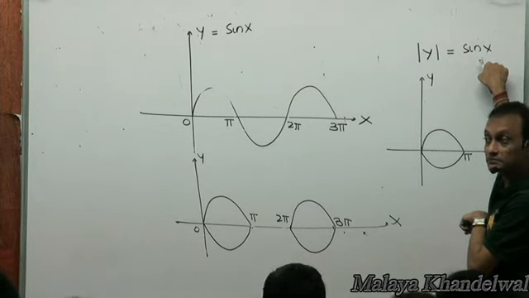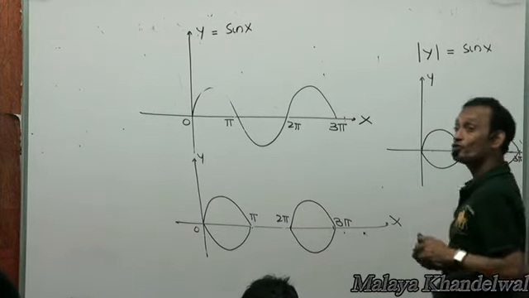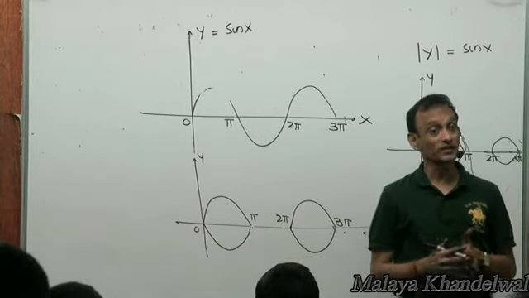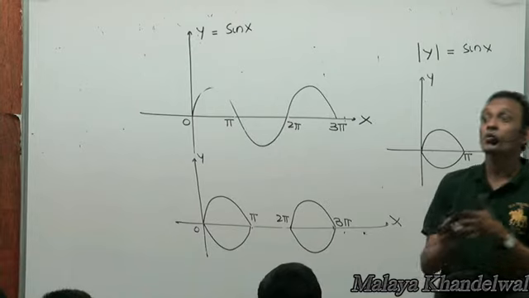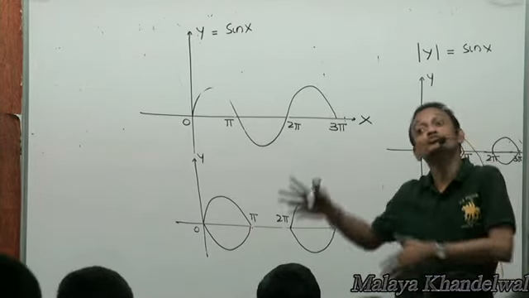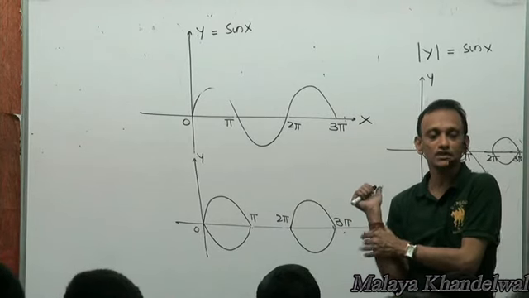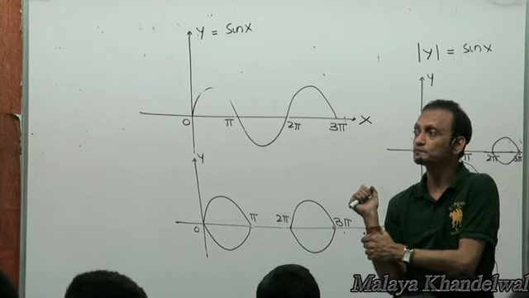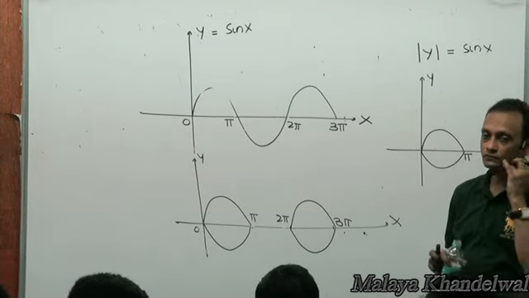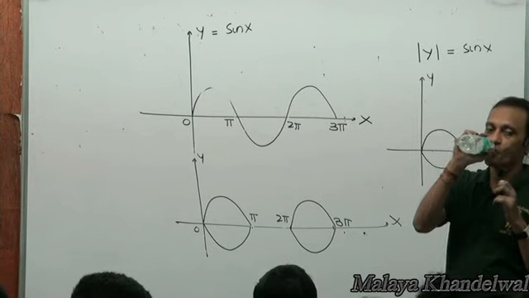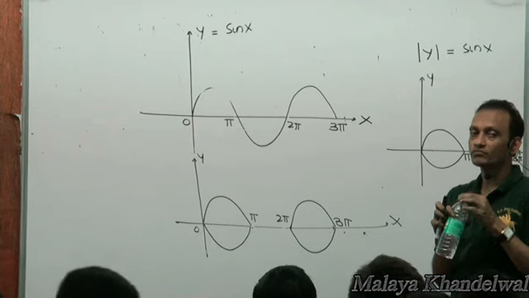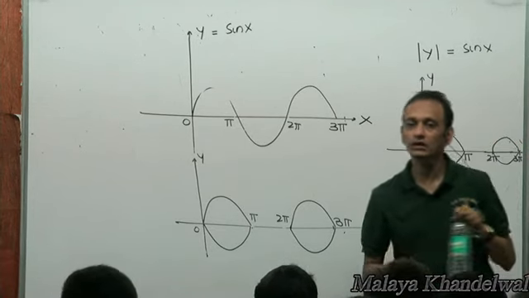Got me? We've learned therefore three very important transformations. y equal to f(x) to y equal to mod of f(x). y equal to f(x) to y equal to f of mod x. From y equal to f(x) to mod y equal to f(x). Yes or no? Clear?